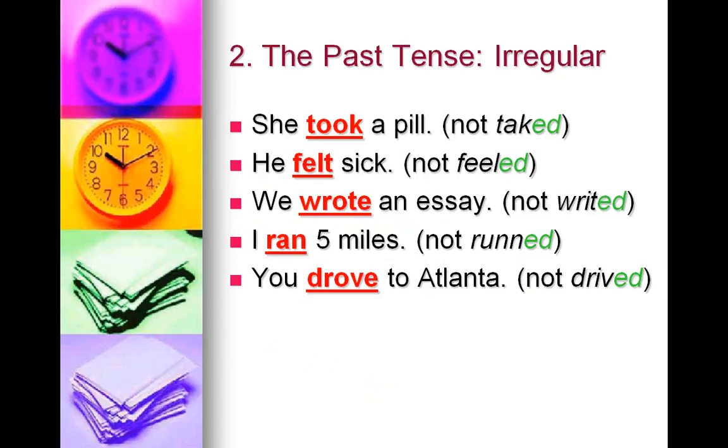She took a pill, not she taked a pill. He felt sick, not he feeled sick. We wrote an essay, not we writed an essay, and so forth. These are irregular past tense forms.